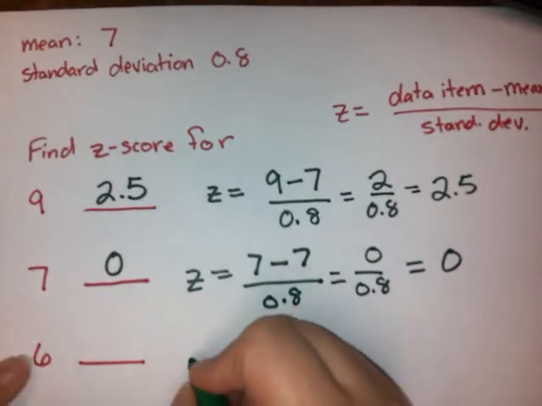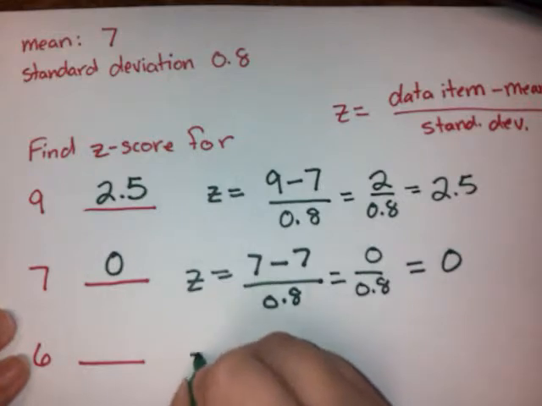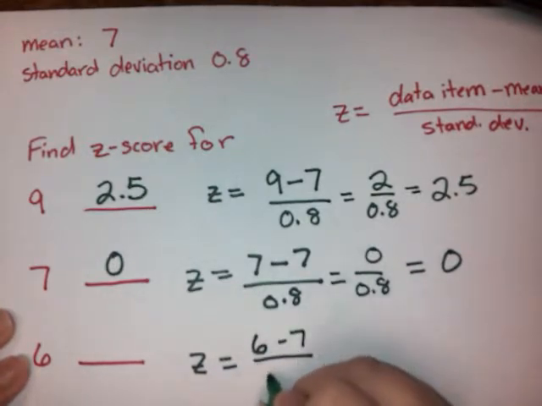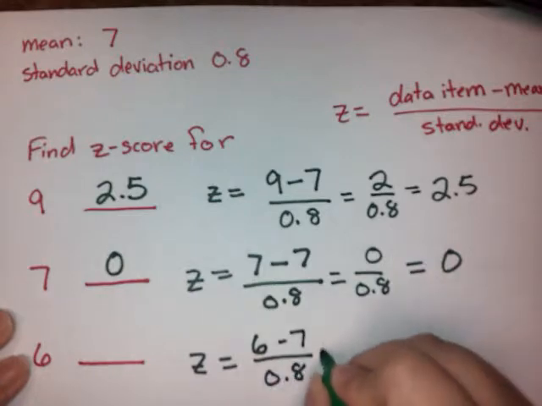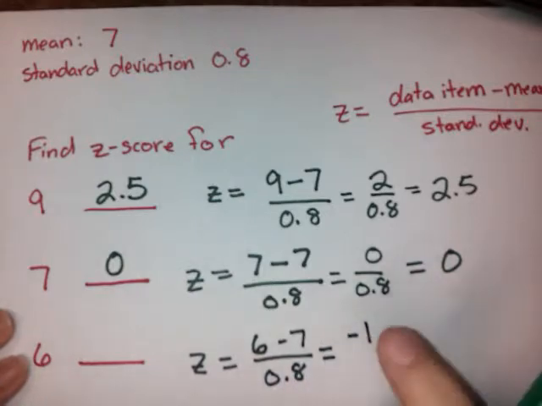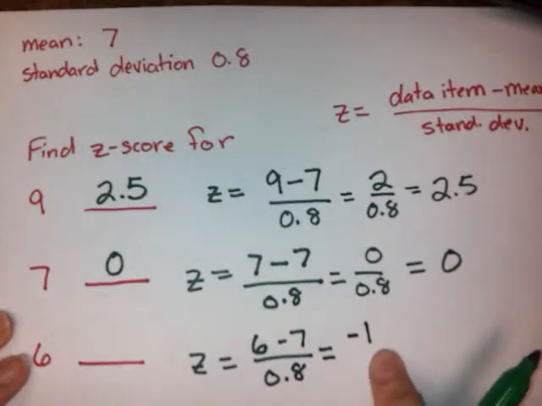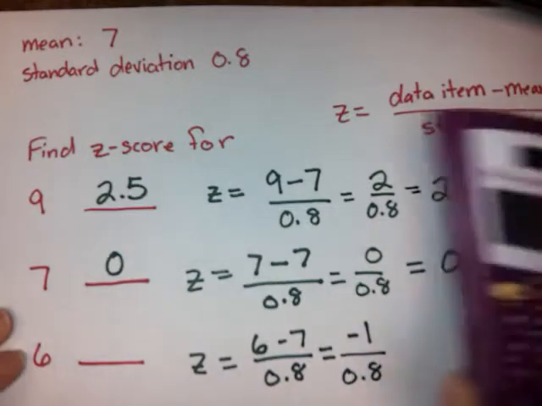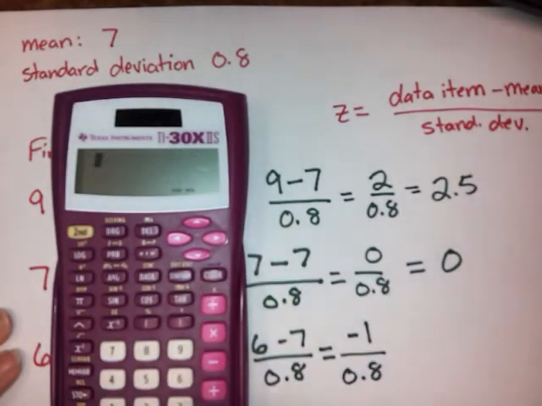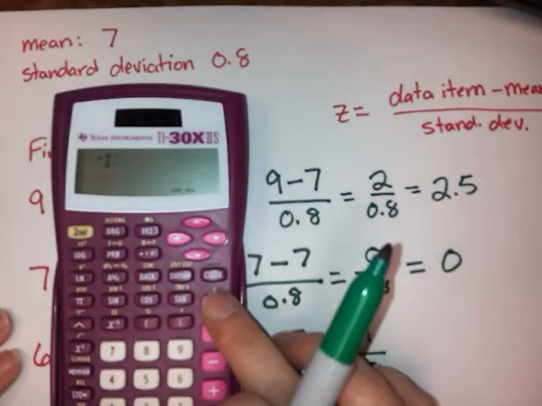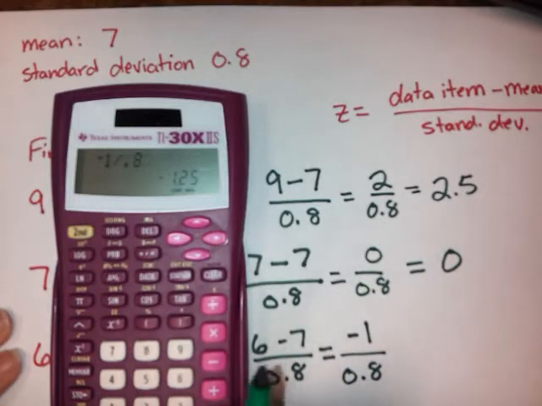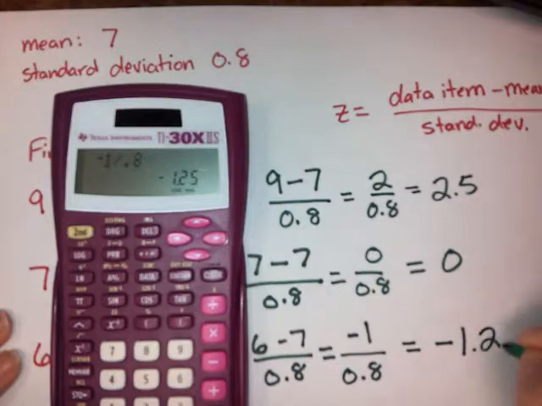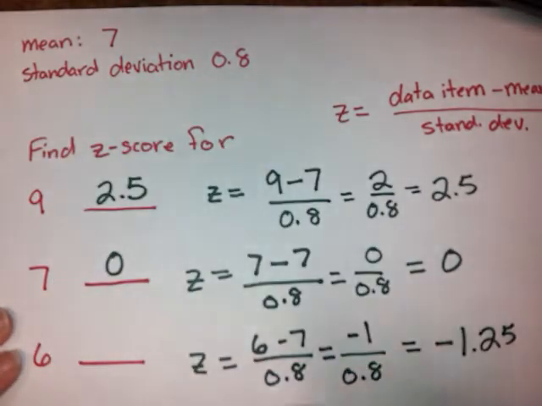Alright, and finally we're going to look at 6. So I'm going to plug in 6 minus 7 over 0.8. Well, that's -1, and it's okay to have a negative number. You can have negative z-scores. Over 0.8, let's go ahead and do the division. -1 divided by 0.8 gives us -1.25.